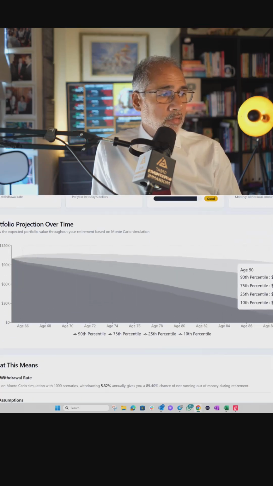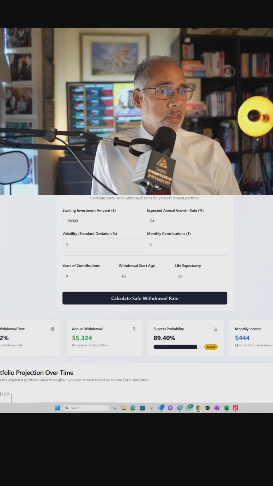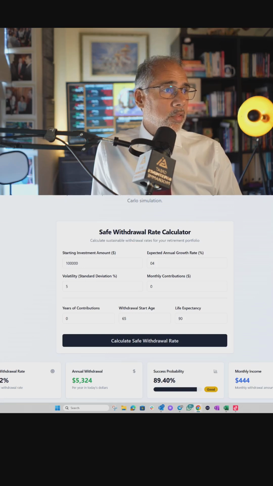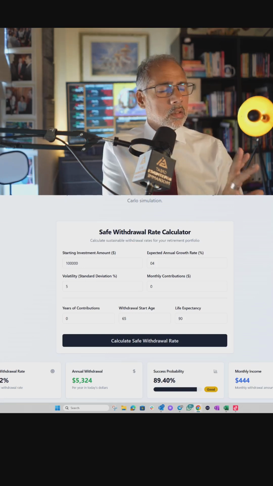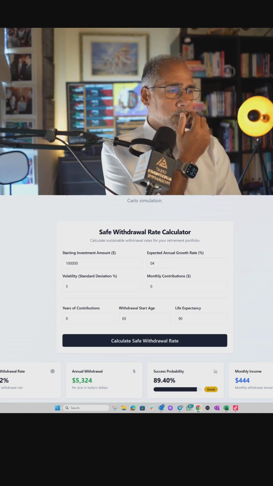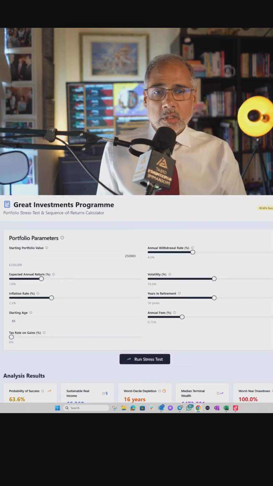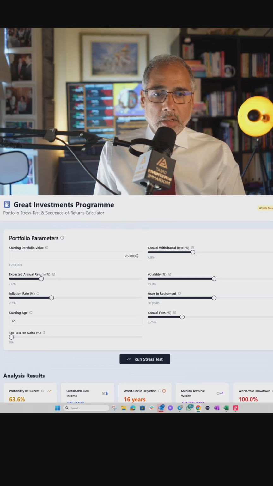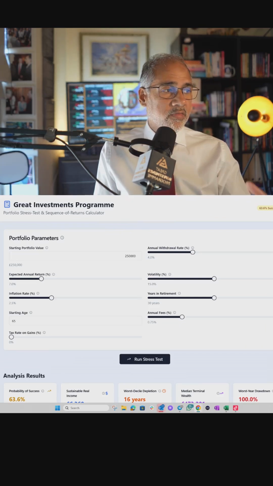Now, you might say, actually, I want to have more money left by the end because I want to leave it for my kids. So you can play around with this, all totally free, until you get the kind of numbers you're happy with. But because there's volatility and the markets aren't guaranteed in returns, numbers can vary, and the 4% rule itself is not always the right one.